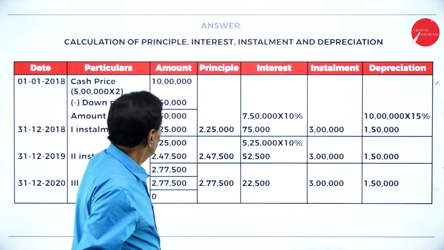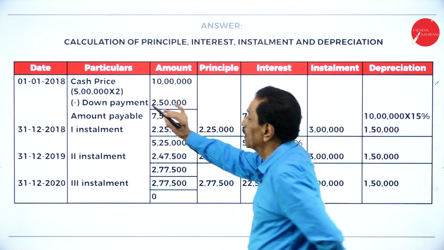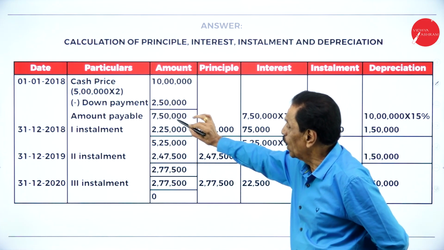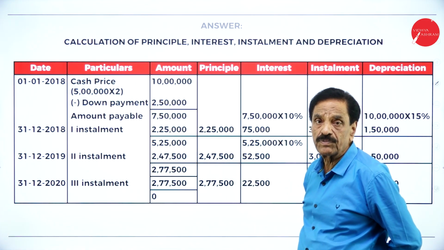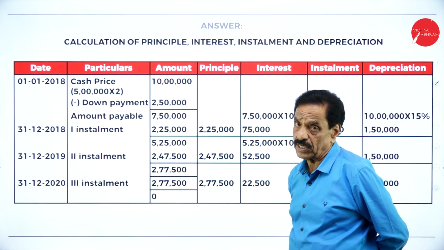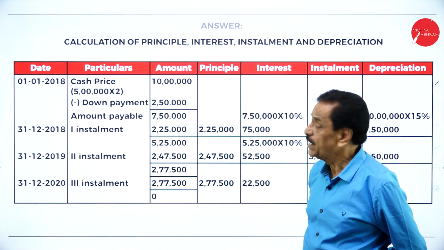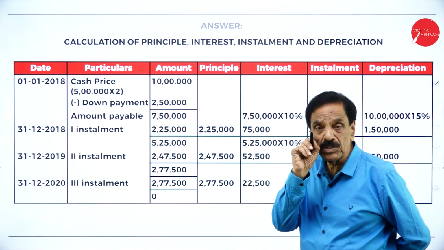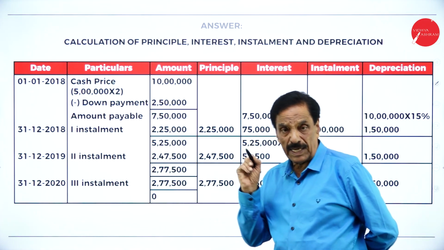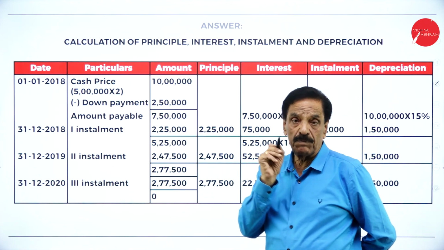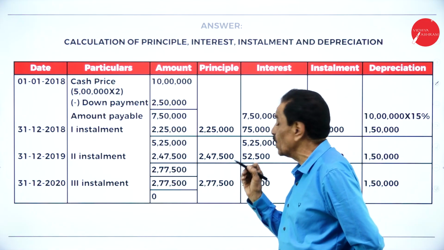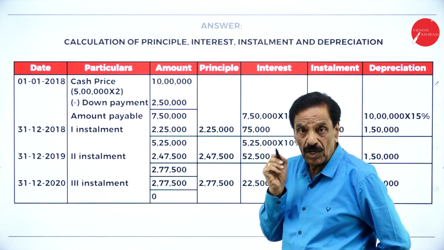See that. What is the cost of the machine? Here the cash price is 5 lakh each, totally 10 lakh. Down payment is 2,50,000. The balance available is 7,50,000 for 3 years. But you are paying every year 3 lakh, 3 lakh, 3 lakh, 9 lakh rupees. So you are paying 7,50,000 plus 1,50,000 extra.